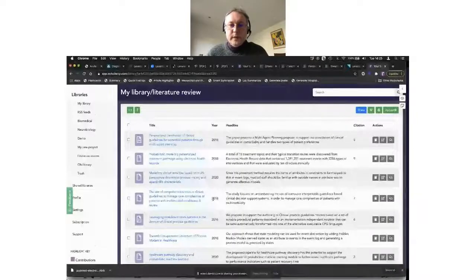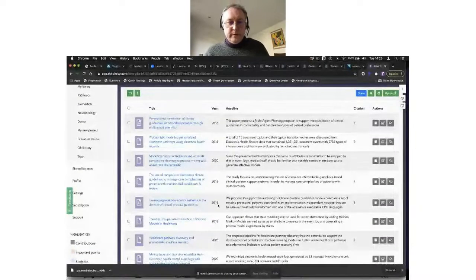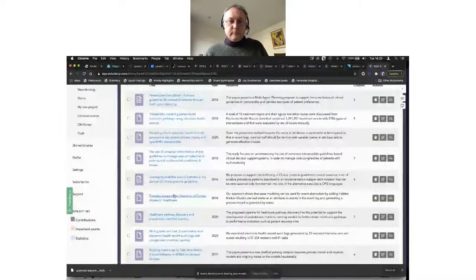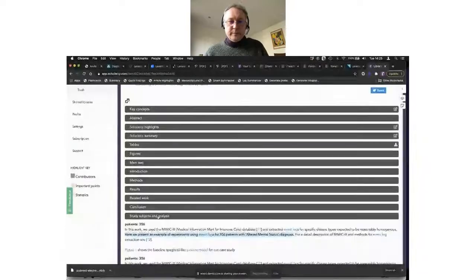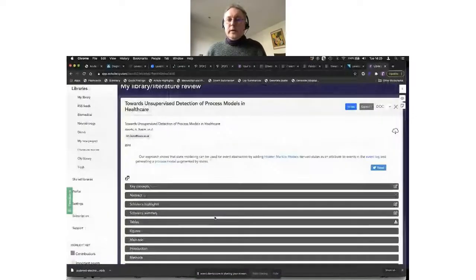And we can go through each of these papers and view their key information. So let's look at this one, for example. We can jump straight to study subjects, and this one looked at 356 patients. So we can start to compare and contrast all these different modeling papers. What did they actually evaluate it on? How many patient records did they actually test this out on?